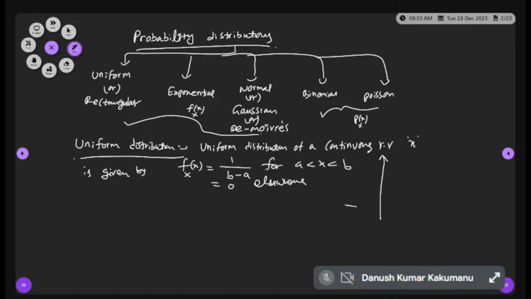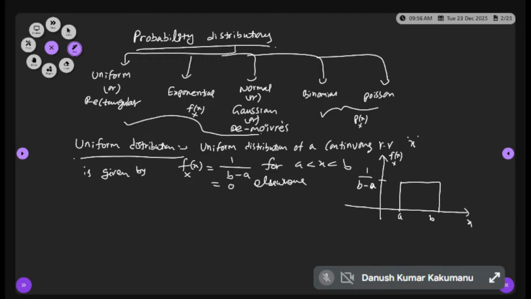How does this uniform distribution appear? What is the nature of the random variable in the uniform distribution? Continuous. Yeah, this is our graph. What is the amplitude of this graph? 1 by b minus a. F of x, PDF, 1 by b minus a, in the limits from a to b.